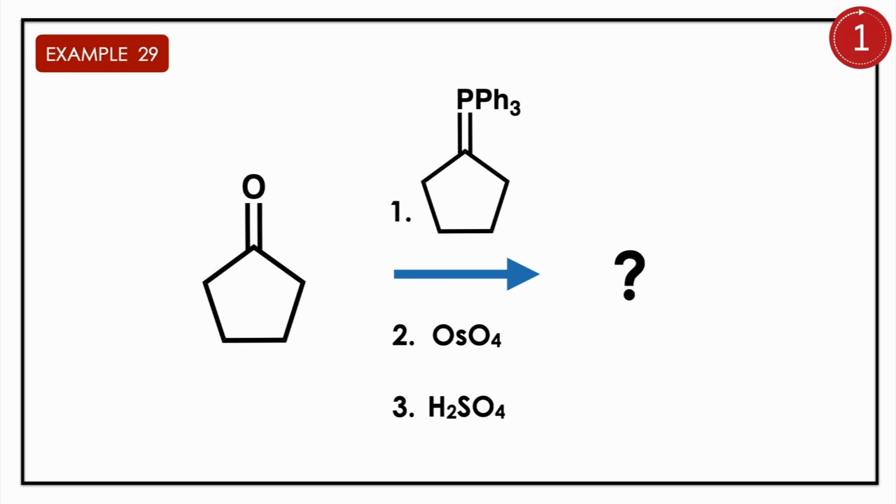Then the final example. Here you have cyclohexanone with a cyclic phosphine ylide, osmium tetroxide and sulfuric acid. You should find what the final product will be.